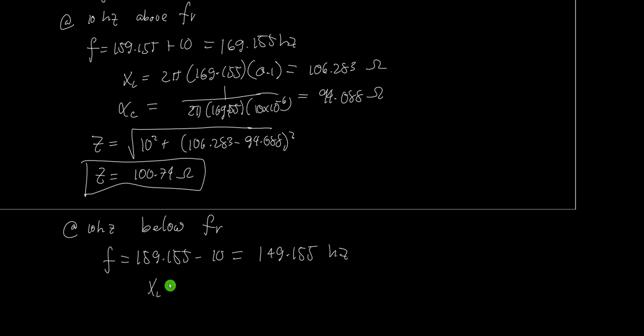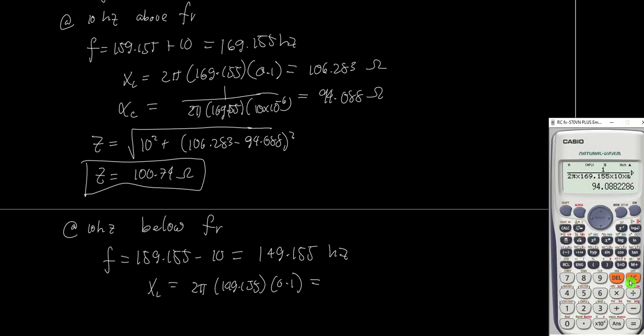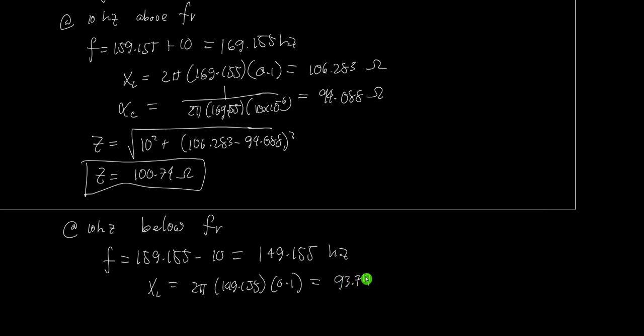We solve for XL. XL will be 2 pi times 149.155 times 0.1. And this will be equal to 93.717 ohms.